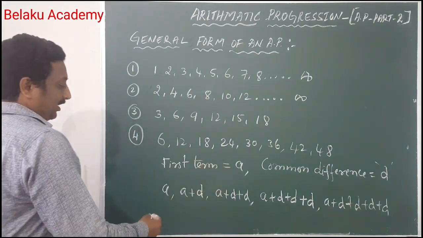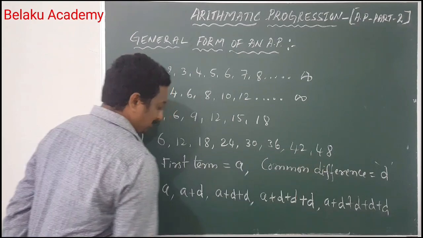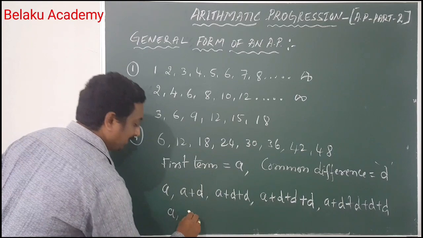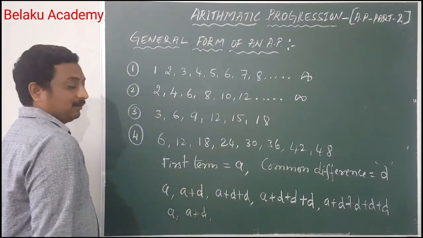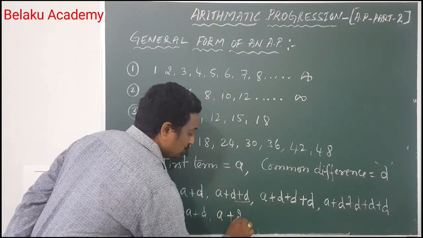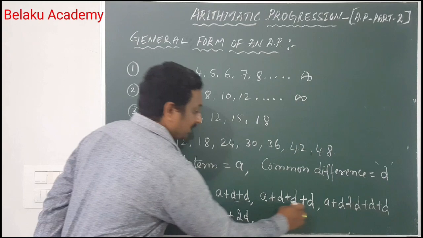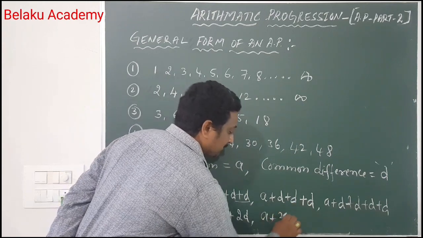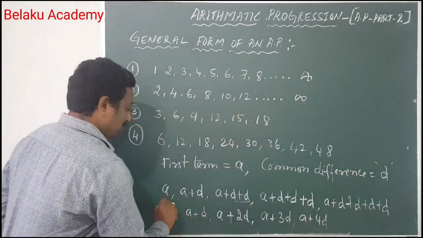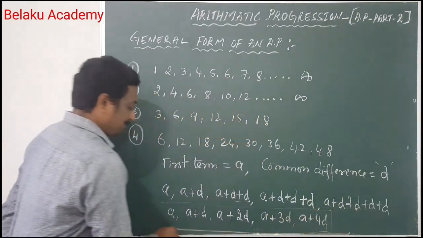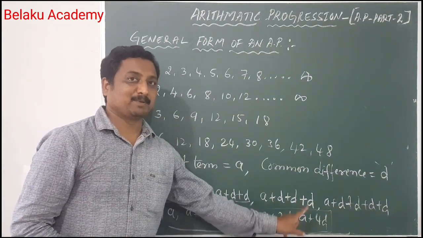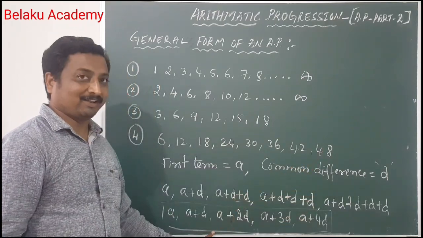So here, if I rewrite by adding the like terms, A and D we can't add because they are unlike terms. Let it be A plus D. Here, A and 2 D's are there, so I can add them because they are like terms. A plus 2D. Now here it is A plus 3D. Here it is A plus 4D. So now we have got the general form of an AP. So A plus D, A plus 2D, A plus 3D, A plus 4D and so on. This is the general form of an AP.